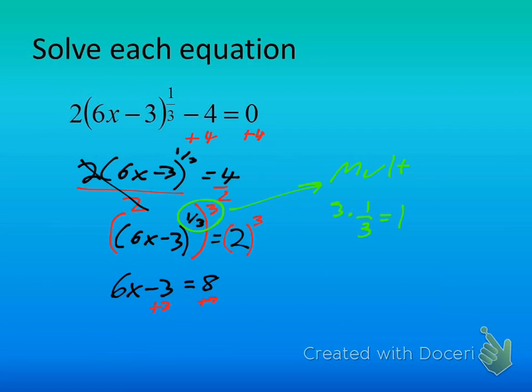What's your next step? Add 3. So 6x equals 11, and then you divide by 6. So x equals 11/6.